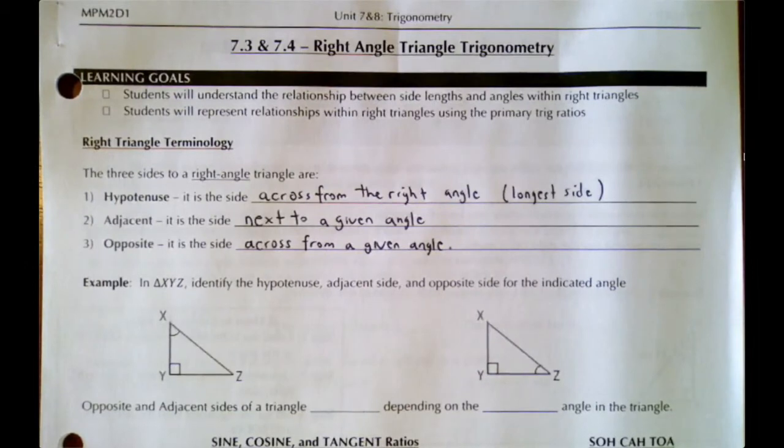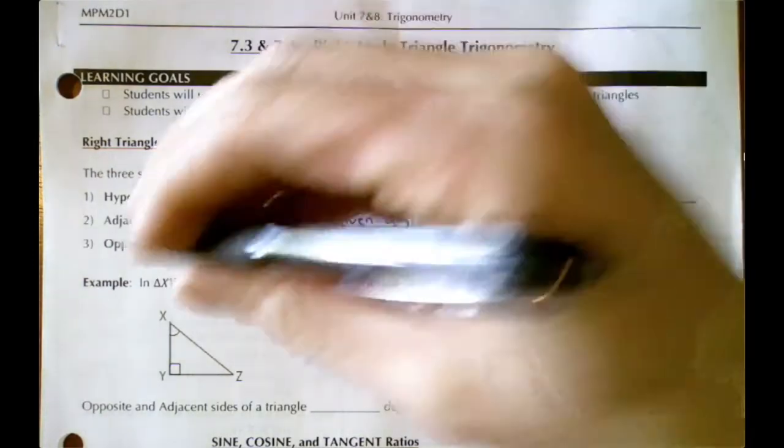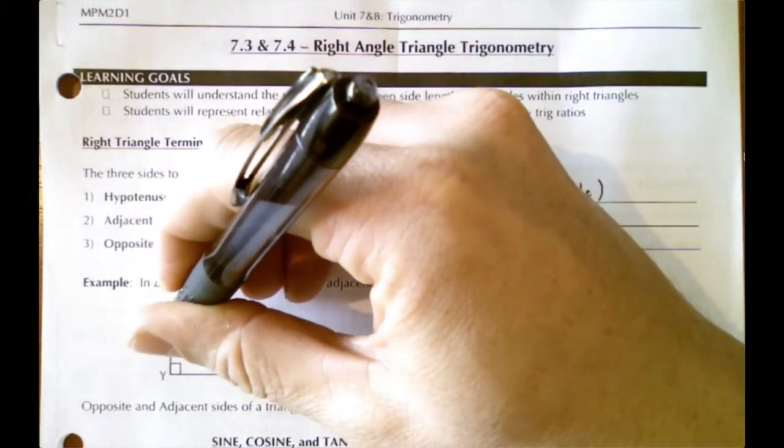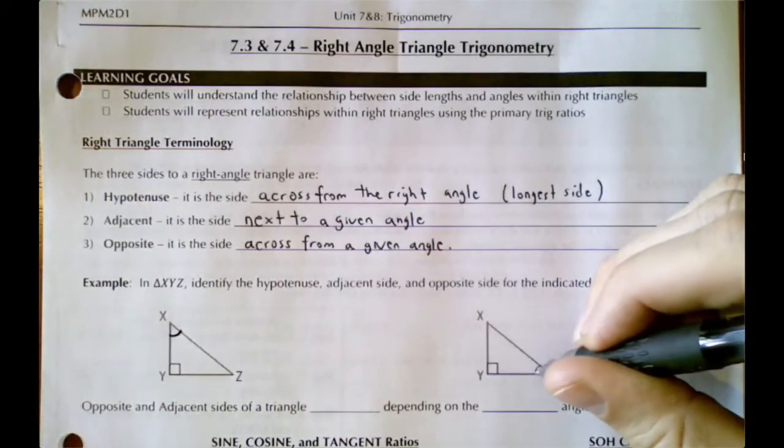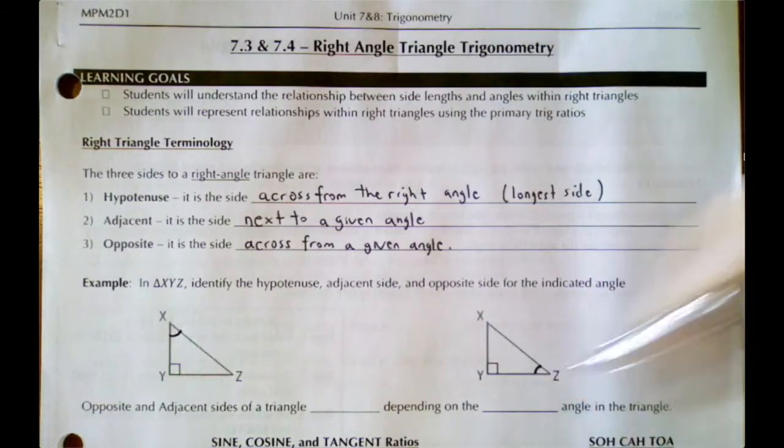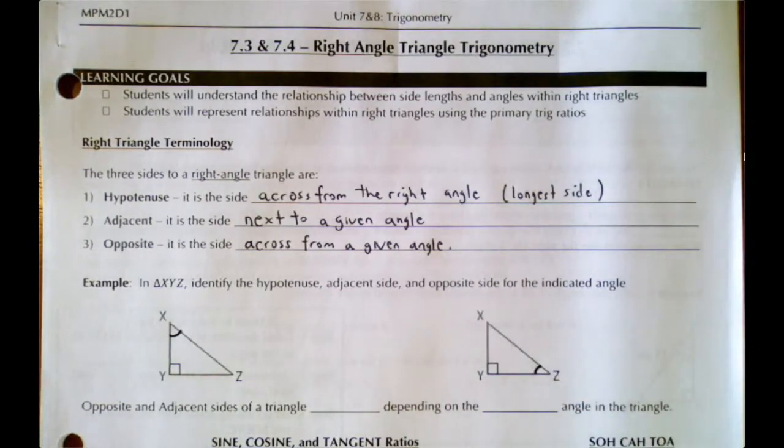So let's look at a triangle. We've got triangle XYZ, and we're going to identify the hypotenuse, adjacent, and opposite side for each of the indicated angles. In the first example, we're talking about angle X, and in the second example, we're going to talk about angle Z. They're the same triangle, but when we label hypotenuse, adjacent, and opposite, it changes depending on what angle we're referencing.